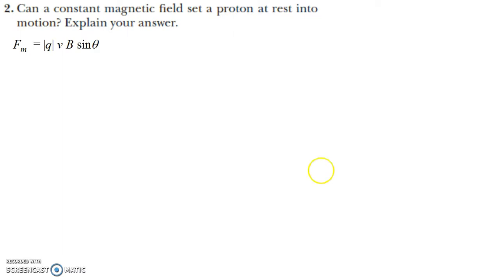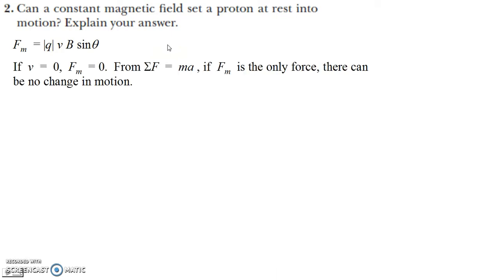Okay, so the proton's at rest, right? So V equals 0. And to get into motion, that means the motion's going to change, which means there has to be an acceleration. So clearly, of course, no, there's no way it can work, right? If V equals 0, the magnetic force is 0. That's how the equation works. And then from sigma F equals ma, if the sigma F is the only force, there can be no change in motion because there's going to be no net force. So of course it cannot. Now an electric field can, right? You put any charge in an electric field and it experiences an electrostatic force which has nothing to do with velocity. So here's a big difference between electric fields and magnetic fields.